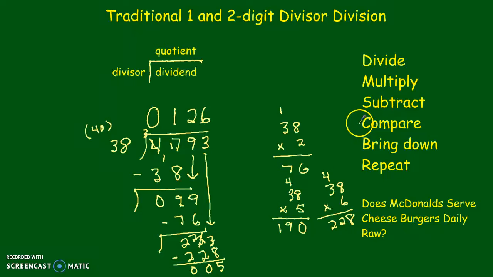After I subtract, we still have to compare. 5 is less than 38. There's nothing more to bring down, so that's the end of my problem. Like the other sample problem, there's two ways to record the remainder. One way is just to have remainder 5. And if the problem calls for it, you could also record as a fraction. In this case, 5 is going to be your numerator, and then the divisor will be the denominator.